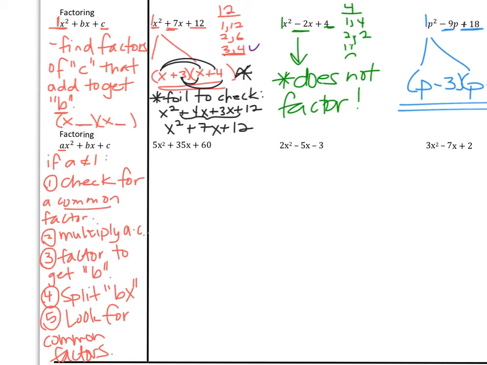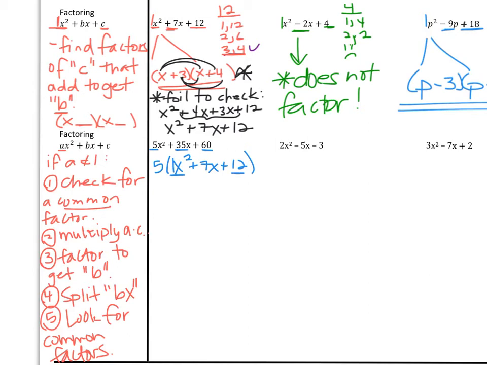It says 5x squared plus 35x plus 60. If you look at that, we've got 5, 35, and 60. 5 goes into all 3 of those numbers. That would be our common factor. If we take 5 out of all 3 terms, we're left with x squared plus 7x plus 12. Now notice the x squared term doesn't have a 5 in front of it anymore. It just has 1. So now we can split the c to get the b.